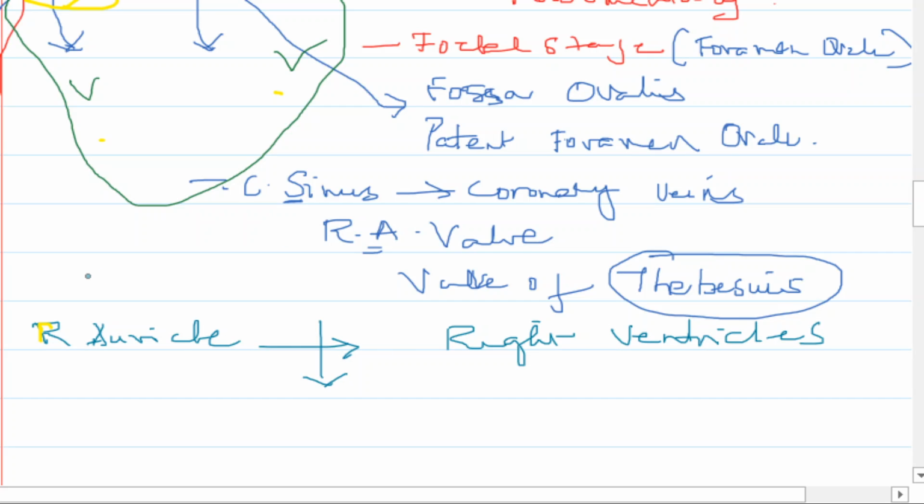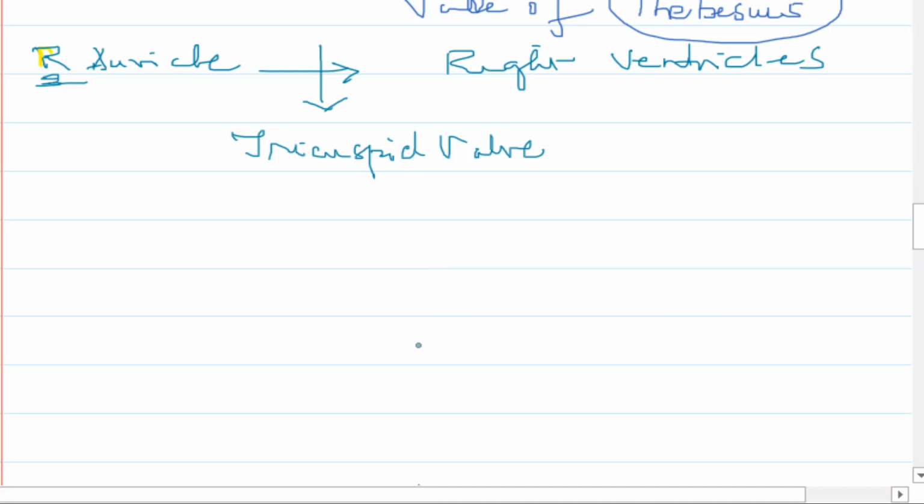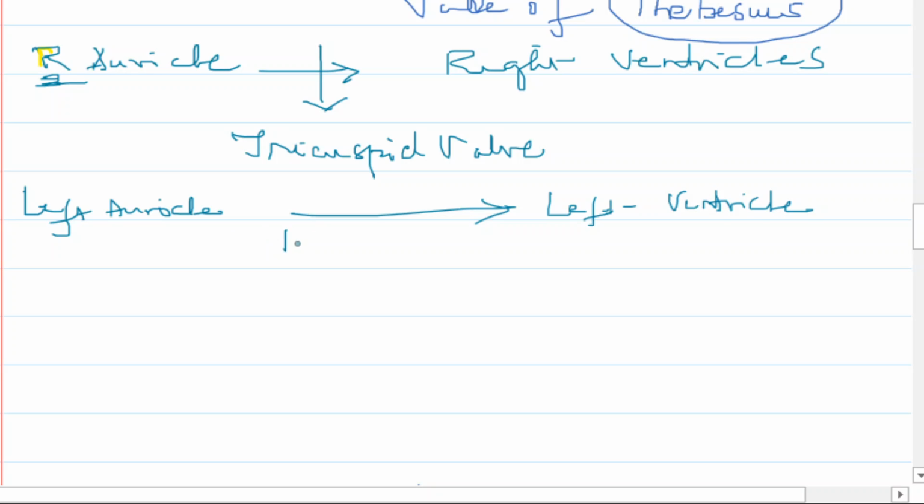I even showed you a cutout. Remember? You guys were all sleepy that day. This is the tricuspid valve. The right, remember, right. Now the left also has a valve. The left auricle into the left ventricle. It's called the bicuspid valve.